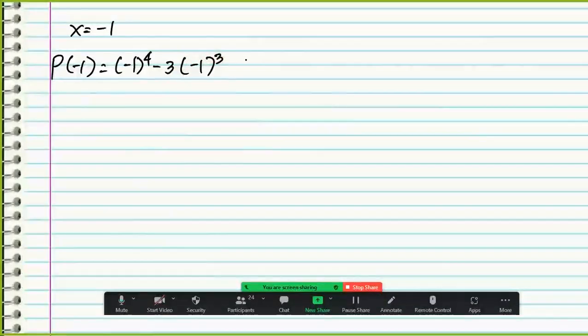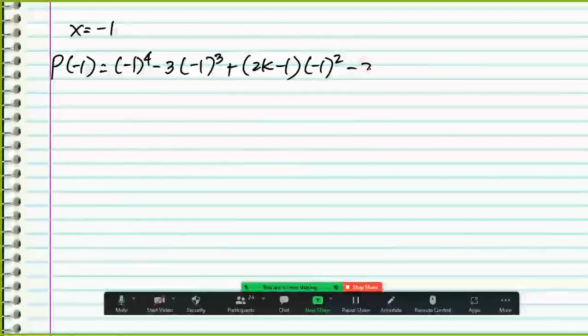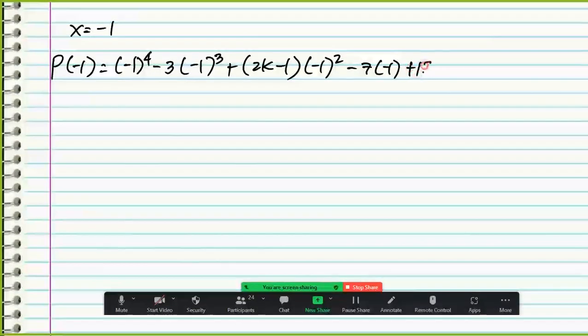Negative 1 raised to the 3rd, then plus the quantity of 2k minus 1, times negative 1 raised to the 2nd power, minus 7 times negative 1, then added by 12. So we have p of negative 1 equals 1 to... then we have negative 3. So this is negative 1 raised to the 3rd power, negative 1, multiplied by negative 3, that's positive 3. Then we have positive 2k minus 1.